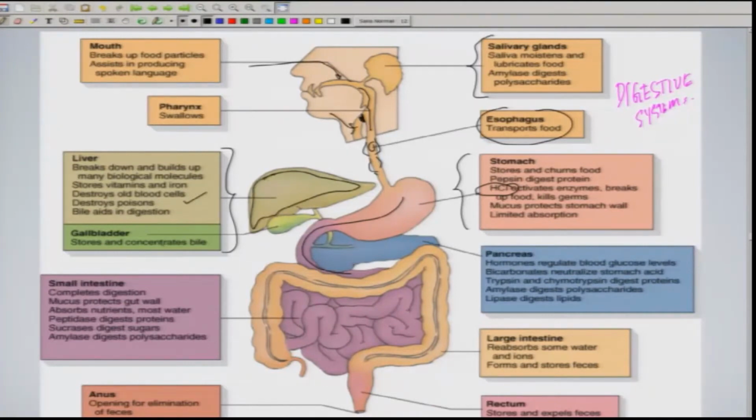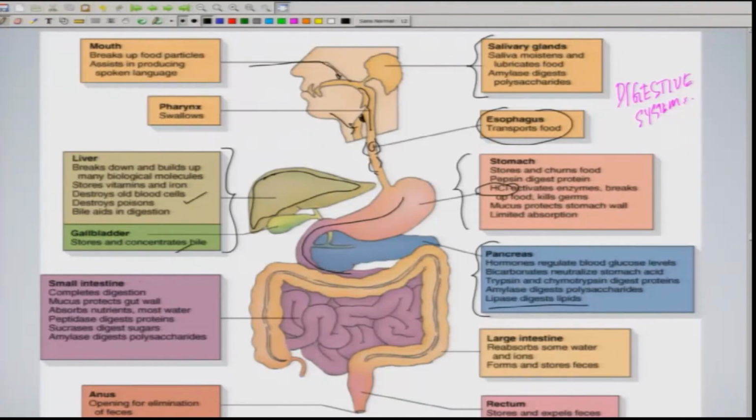Then you have the gallbladder, which stores and concentrates bile. Now, bypassing this and in between is the pancreas, which secretes hormones regulating the blood glucose level, bicarbonate that neutralizes stomach acid, trypsin and chymotrypsin that digest protein, amylase that digests polysaccharides, and lipase that digests lipids. These are all secreted by the pancreas.